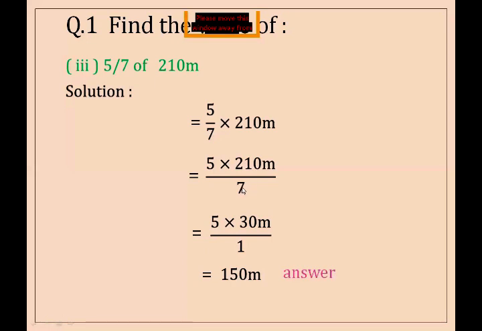Okay students, here cancellation is possible. How is the cancellation possible? 7 ones are 7, 7 threes are 21 and 0 as it is. Or you see that 7 ones are 7 and 7 thirties are 210. Meter is as it is. Here we multiply 5 by 30, so it becomes 150. 150 divided by 1, so we write it as it is.